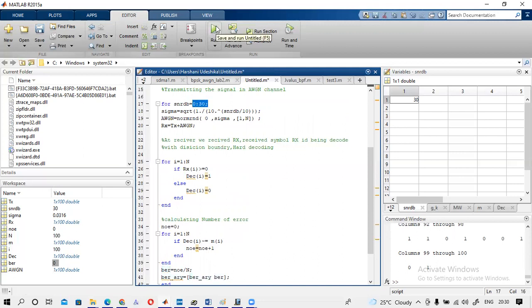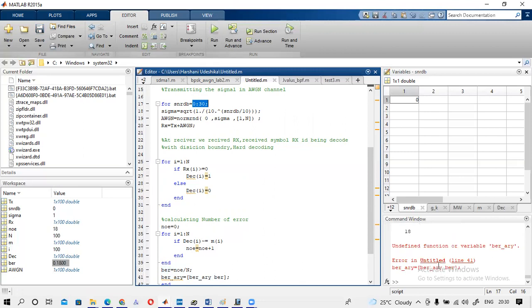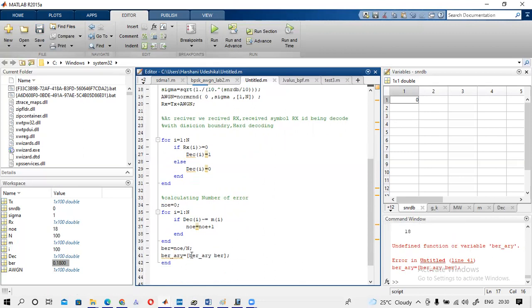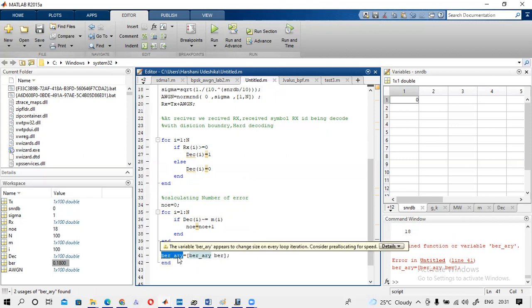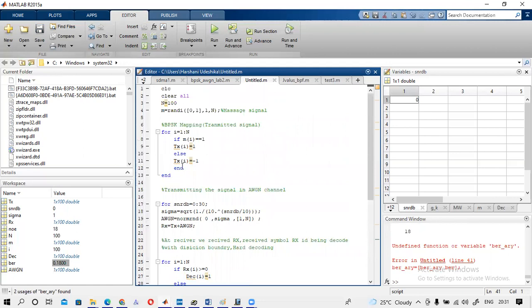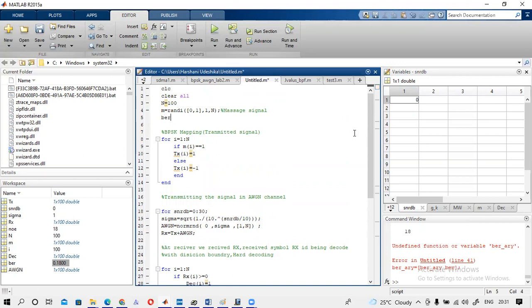So if I run this, undefined. Oh, okay. Before that, we have to define this array, otherwise it will be taken as an undefined array, an undefined variable. You can define this array at the beginning. Actually, you have to generate an empty array here.